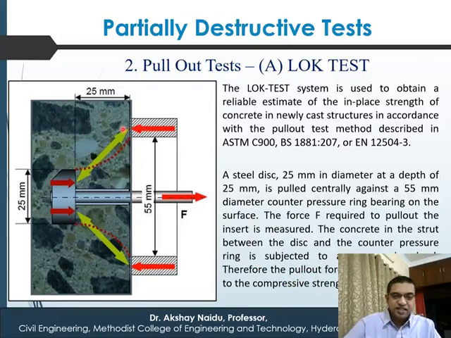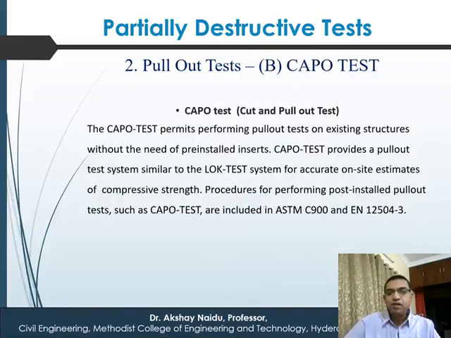So now you can see this. Here in between these two, this is a ring here and this is the inside disc. So when this is being pulled, naturally concrete here is subjected to compression. And this crushes the concrete here and comes out. So you get a compressive strength. Another version of lok test is the CAPO test.